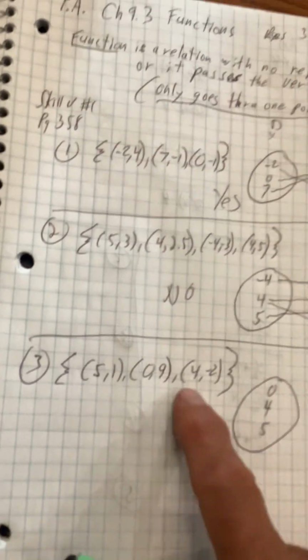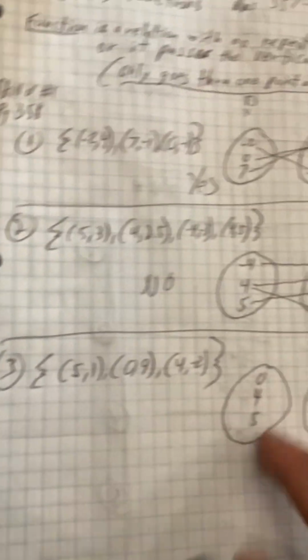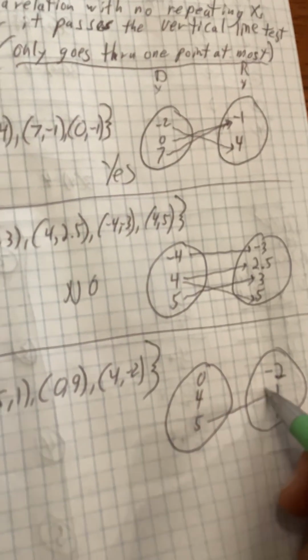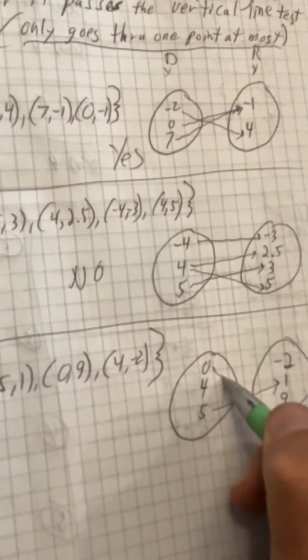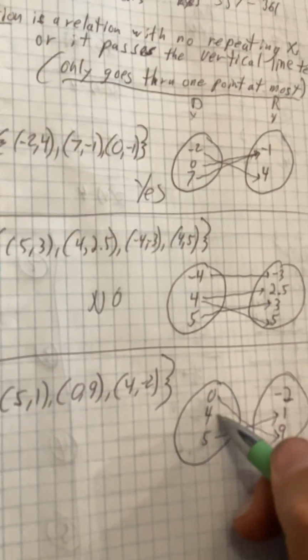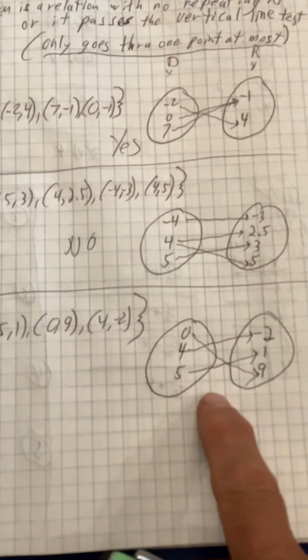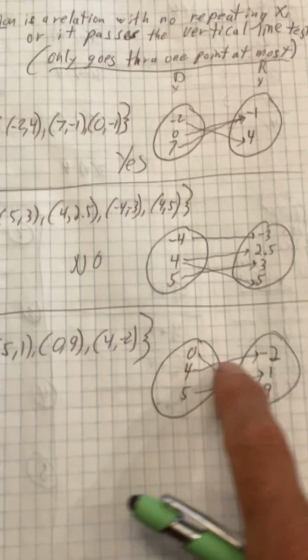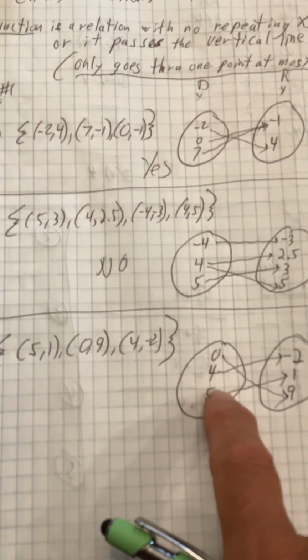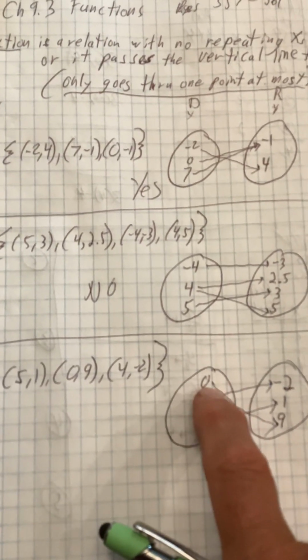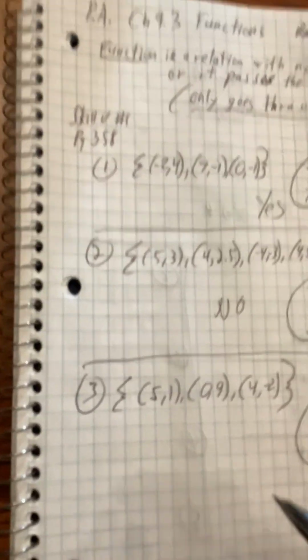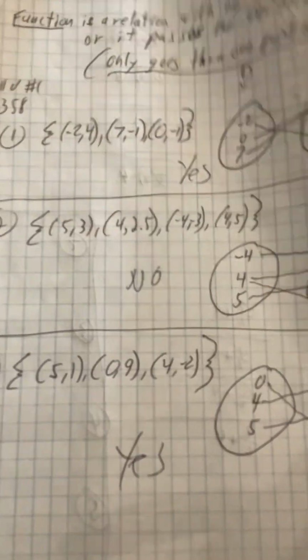So again, I got them listed in order. 5 goes to 1, 0 goes to 9, and 4 goes to -2. Is this a function? The answer, I can look at this, is yes, because there's only 1 arrow coming out of each number on the left, each of the x's. There's no repeating x's. So this is a yes, it's a function. All right, so that's skill set number 1.